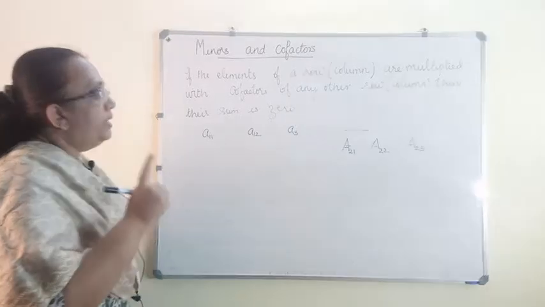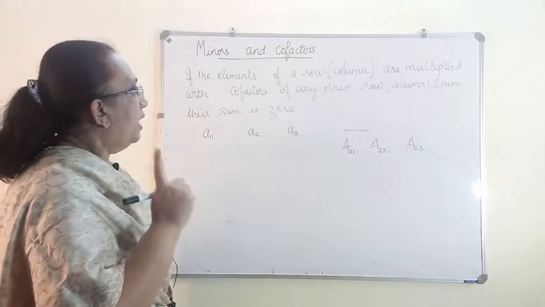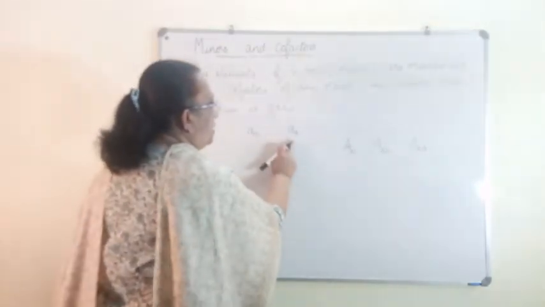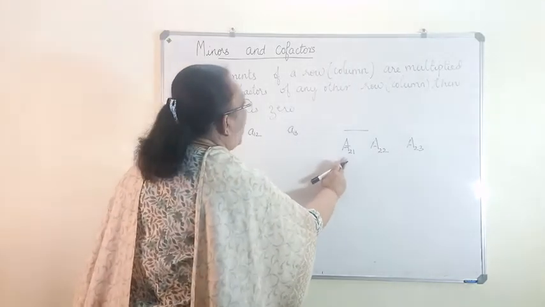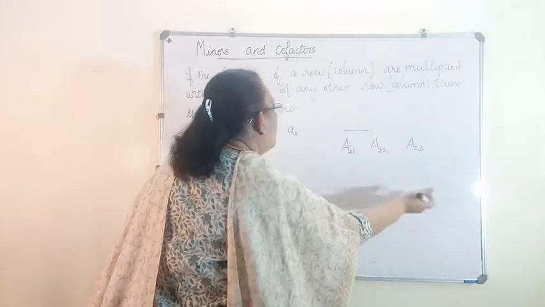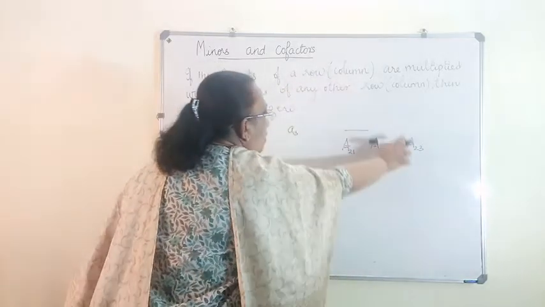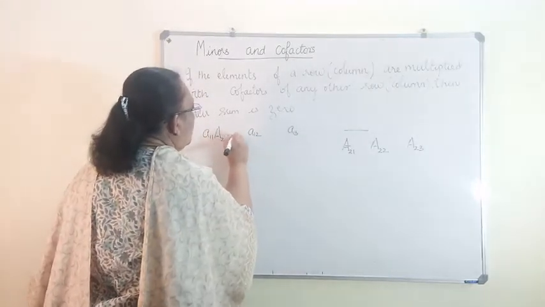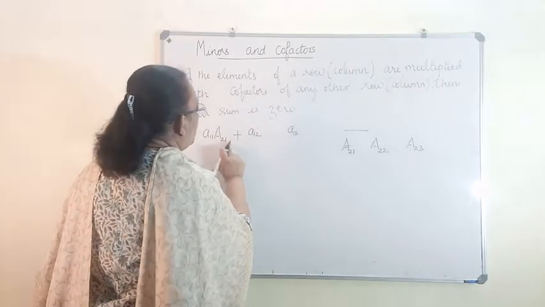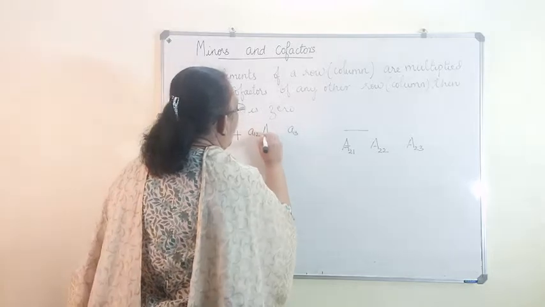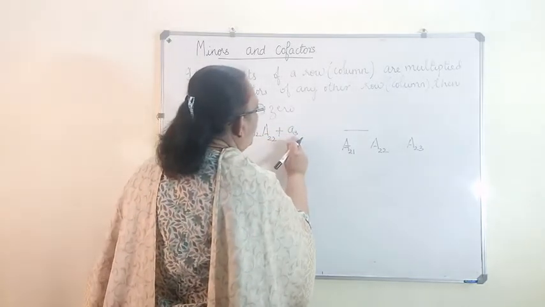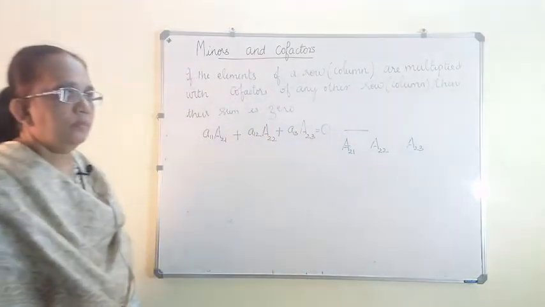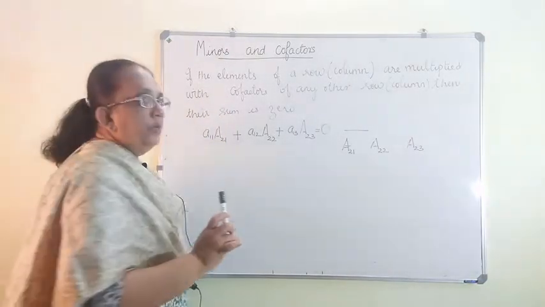Once again, if the elements of a row or column of a matrix are multiplied with the cofactors of any other row or column, so elements of the first row are multiplied by cofactors of any other row. Row means row should come, column means column should come. So, since I have taken row, here I should get a11 A21 plus a12 A22 plus a13 A23 is equal to 0. This is the property. Once again, it's an important property.